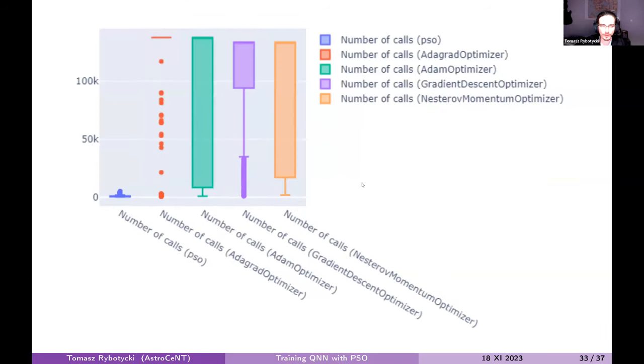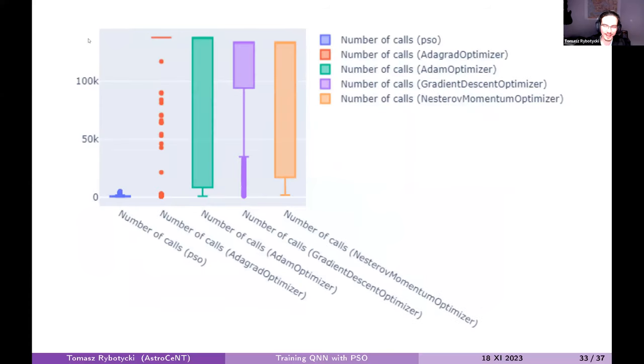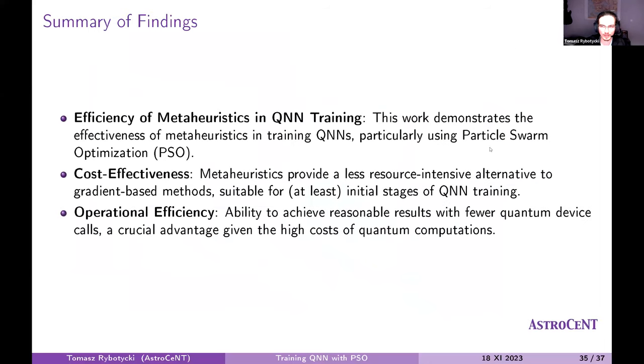Let me maybe state one thing. I am very skeptical about our results, because this is a huge gap between the cost and the accuracy of the stuff. So I believe that we have to conduct some more experiments. But as for now, what I believe that we have shown in this work in particular, is that metaheuristics are effective at least for some specific circuits, and there is more research to be done on this.